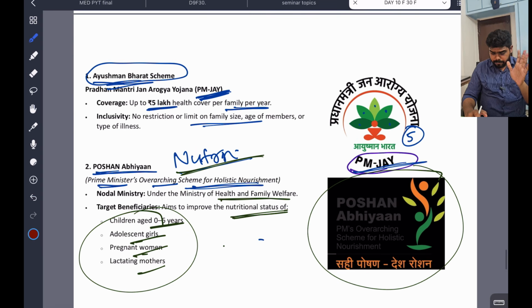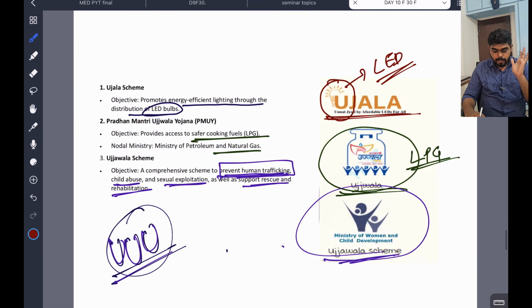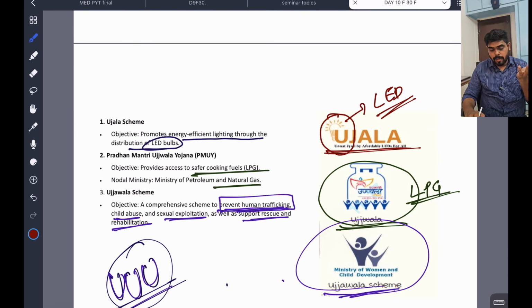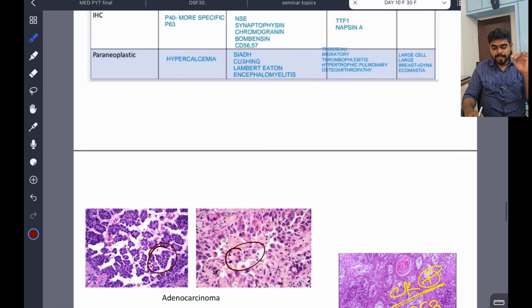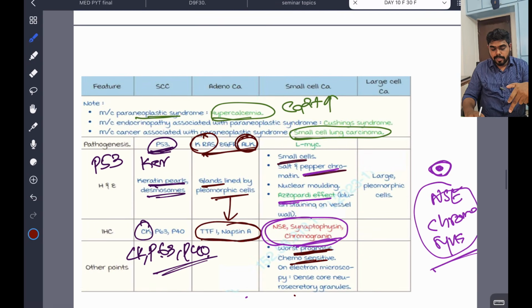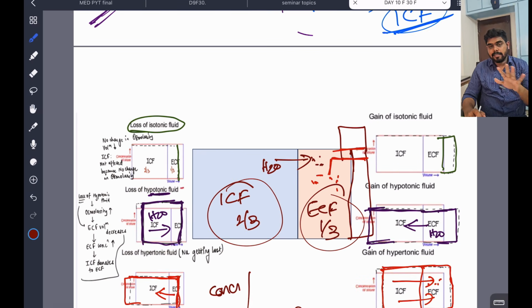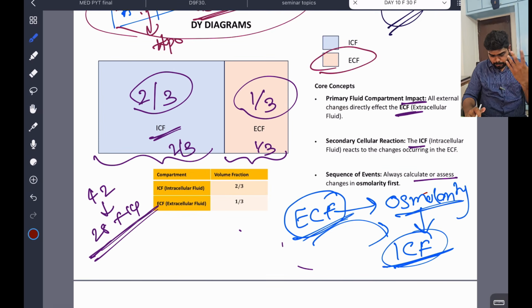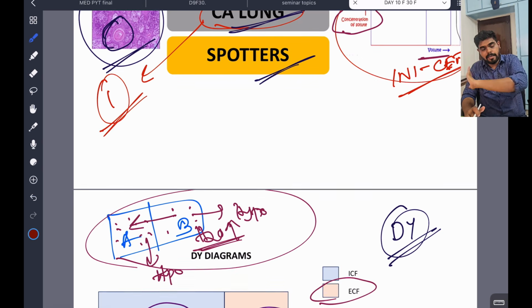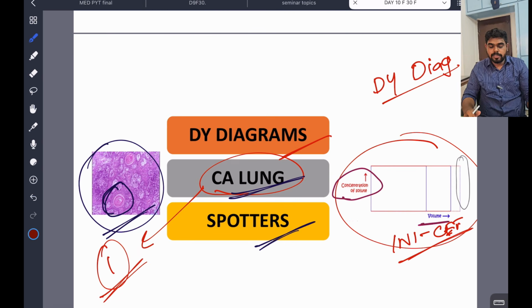You should know the Ayushman Bharat and Poshan. And this Ujjwala scheme you should know. Carcinoma lung is very important. These two slides are very important. And the Darrow-Yanet diagram I explained in detail. I took more time and explained. You watch this, you don't need to refer anywhere else, you can complete this. These are small topics, but highly important topics.